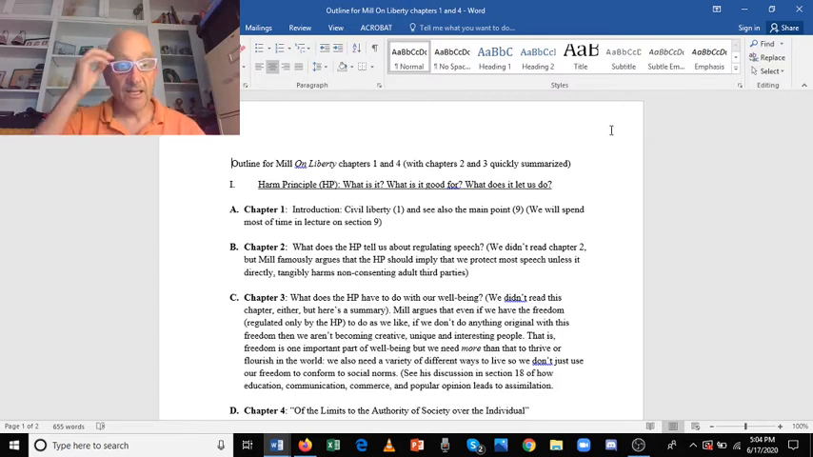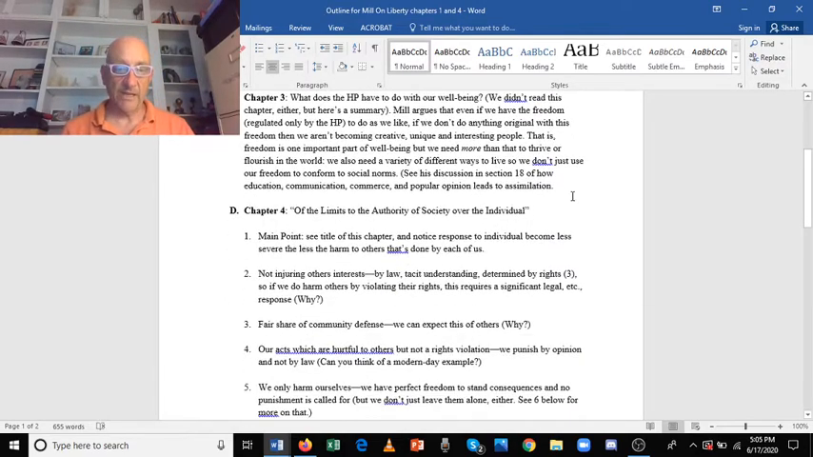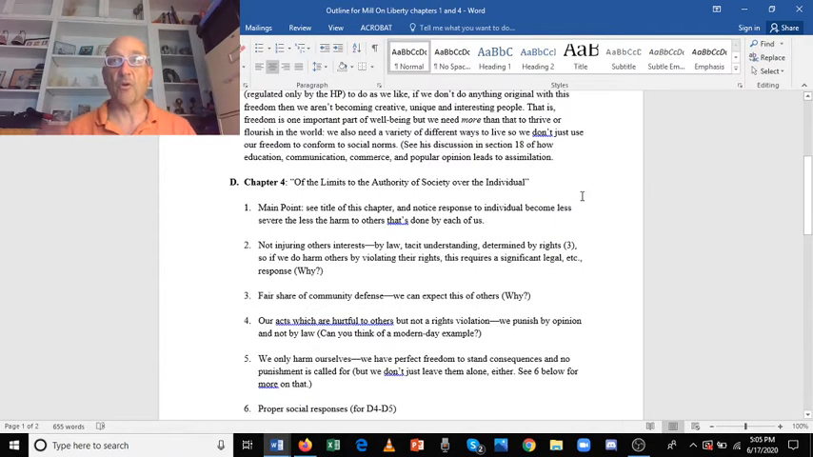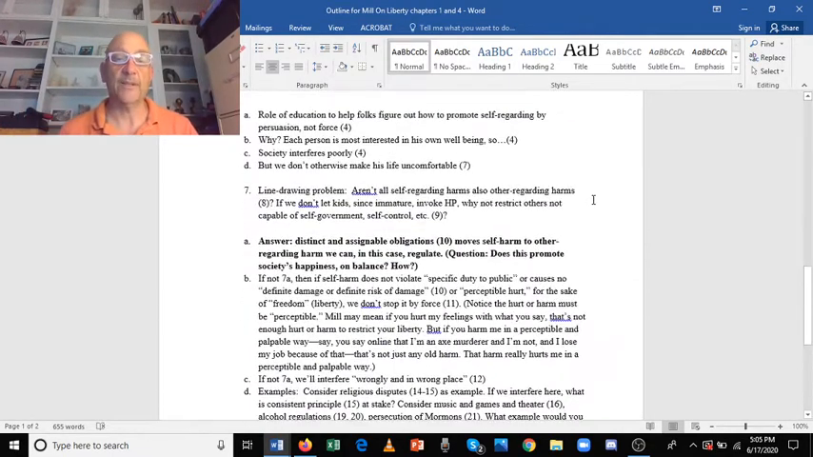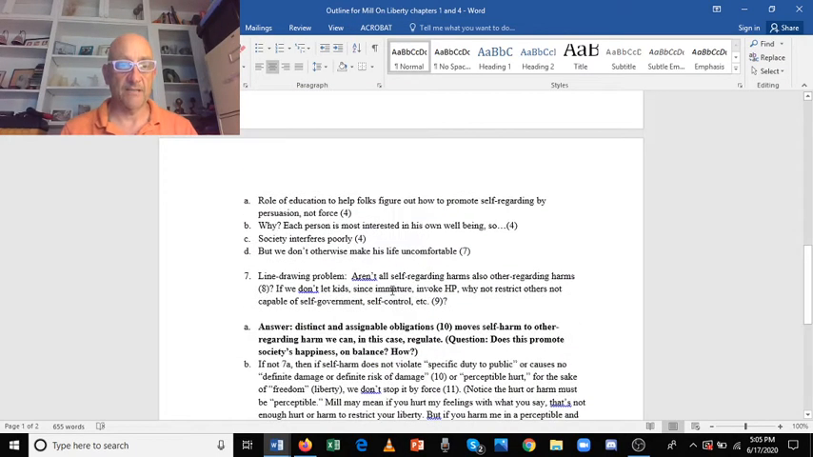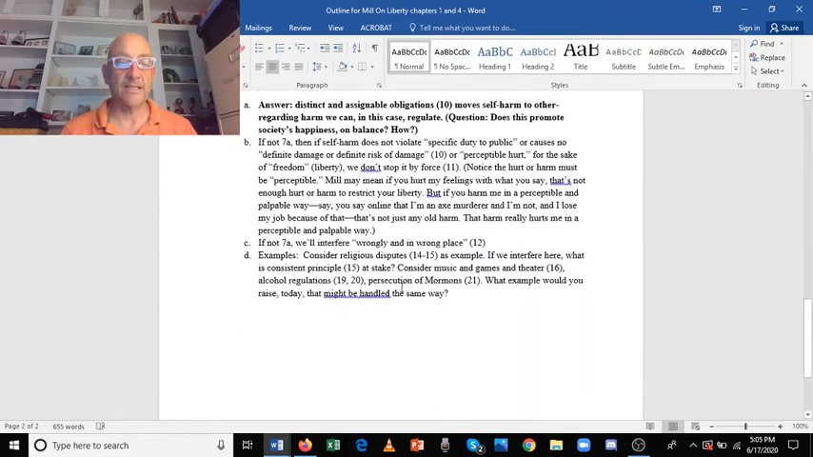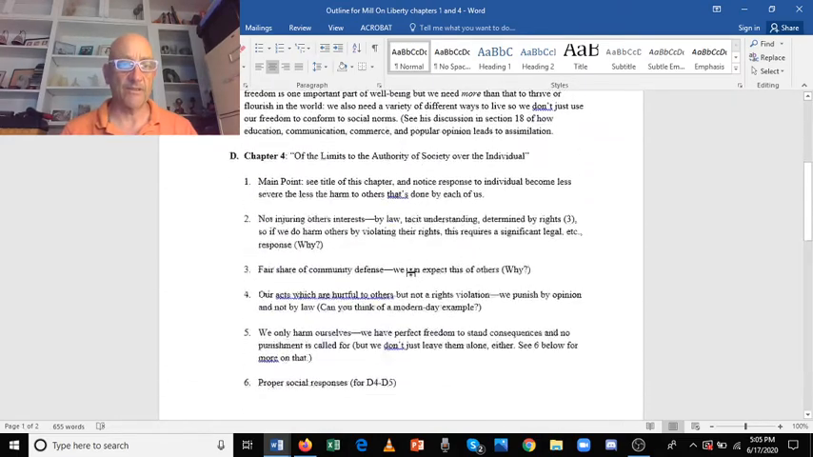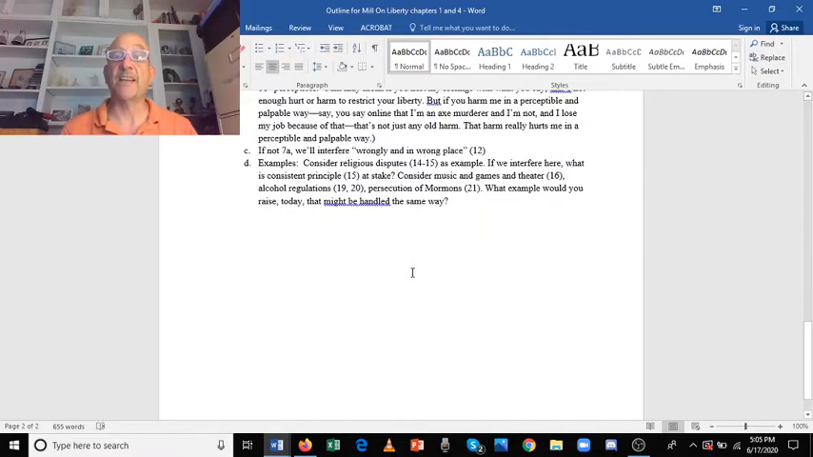So what you have here in the outline is chapter 1. He sets up the terms very quickly. I will again summarize 2 and 3 very briefly because we didn't read those. We're going to make a deep dive into chapter 4. That's where the qualifications of the harm principle come into play. And we will finish, without going through all of the text, with what you see here on the outline as 7D, the examples.